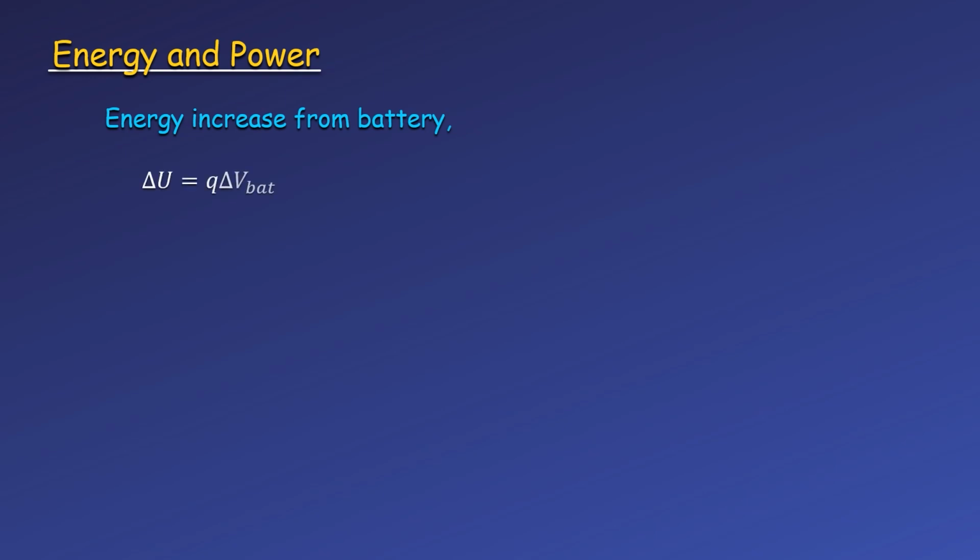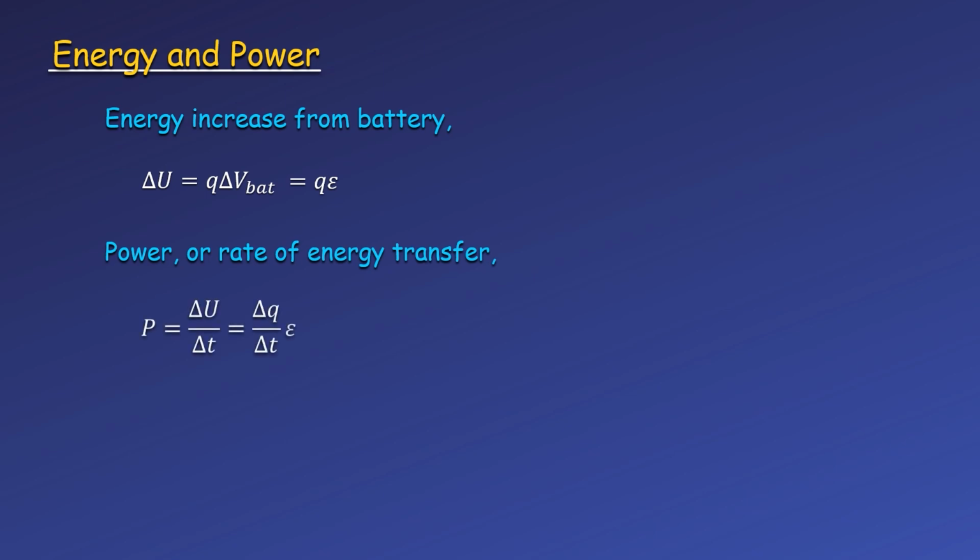This change in potential energy we already know to be the charge times the voltage, which in this case of an ideal battery is the EMF of the battery. Since the battery is constantly increasing the potential energy of charges in a circuit while the current is flowing, we may want to look at the rate at which energy is transferred from the battery to the charges in the circuit. This is the power and is equal to the change in energy over the change in time.